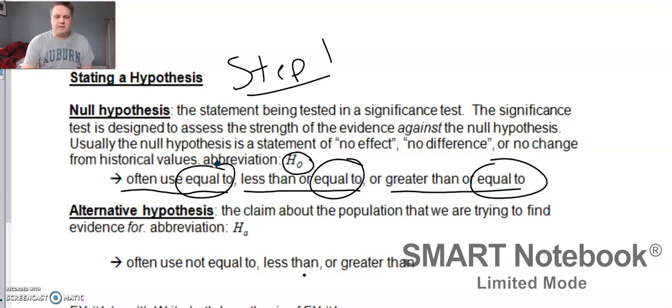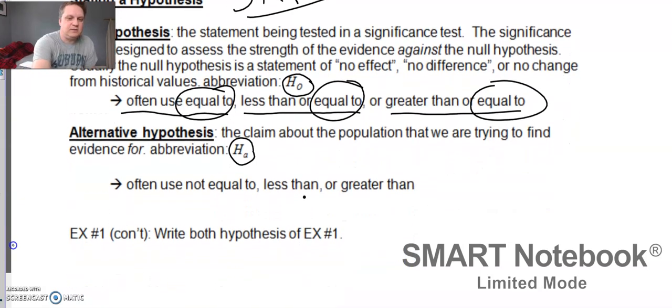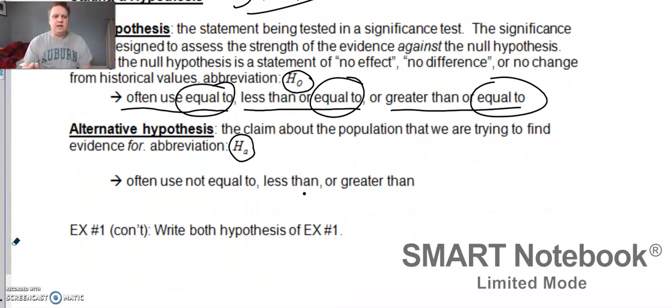Now, the alternate hypothesis is the claim about the population that we're trying to find evidence for. And that abbreviation is HA. That's the alternate hypothesis. And what that does, that represents all other possible values it could be that are not included in the null hypothesis. So they often use not equal to, less than, or greater than. So there is no equal to in there.